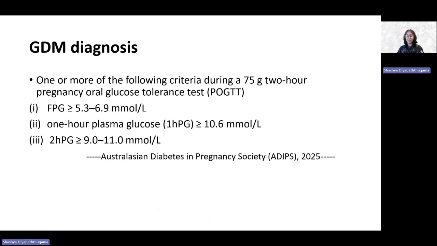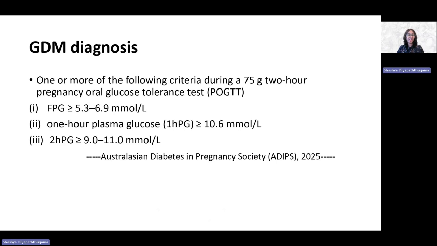But to understand, if this OGTT fasting value is less than 5.3, then that is safe. They don't have GDM. But if that value is above or equal to 5.3, yes, they have GDM. And if that value exceeds 6.9, we don't just call it GDM, but that is more severe than that. So let's come to that in the next slide.